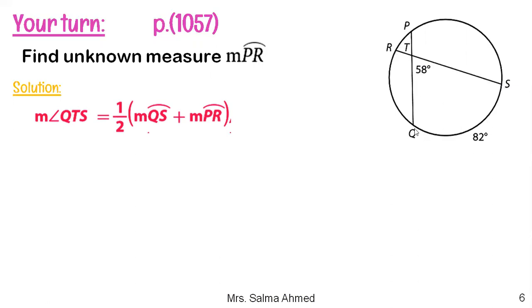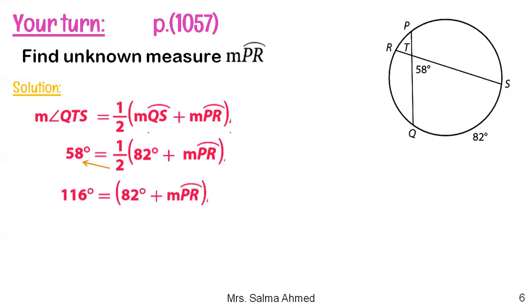I know this angle, which is QTS, so I'm going to substitute it by 58 degrees equals half, and for QS, the measure of the arc is also given as 82 degrees. So I can substitute it, and the unknown, which is the measure of arc PR, stays as it is. Now I'm going to multiply the 58 by 2, because the half is a division, so I move it by times to the other side. So it will be 2 times 58, which gives me 116 equals 82 plus the measure of arc PR.